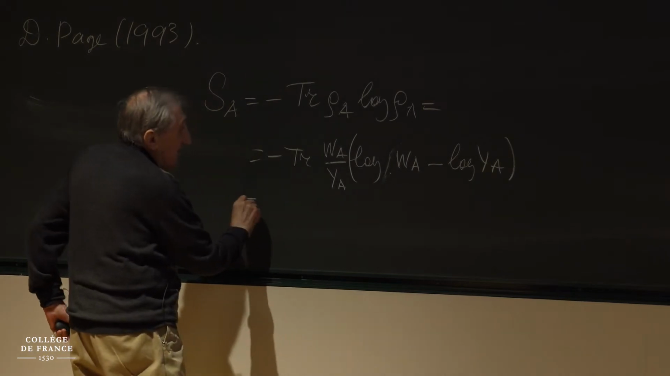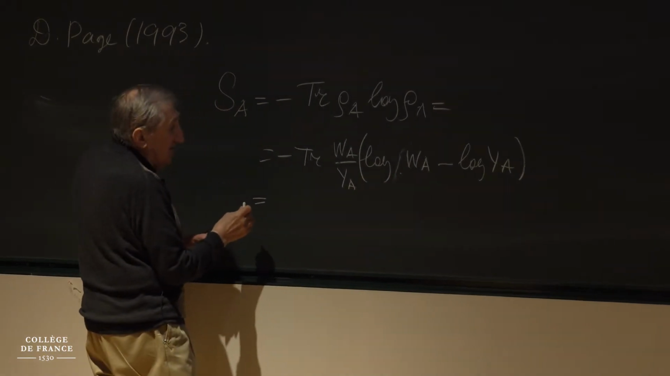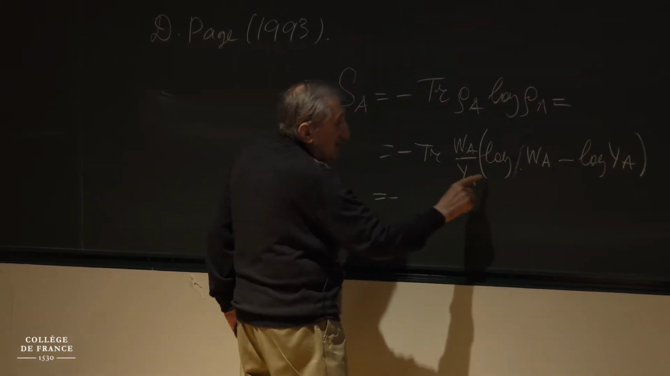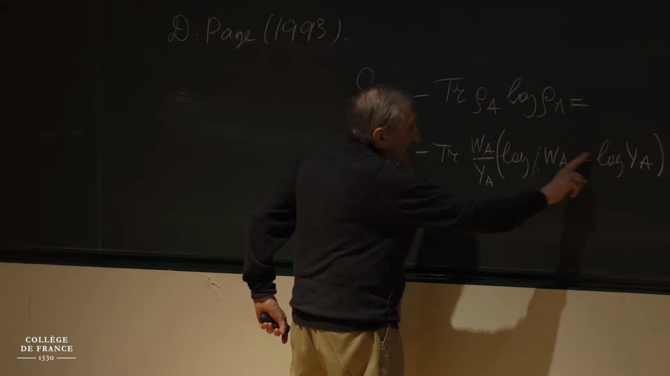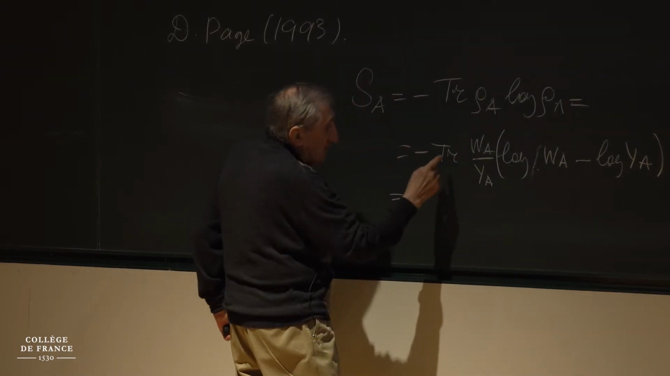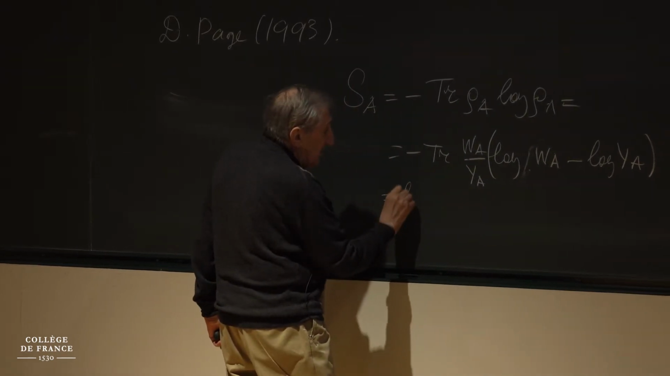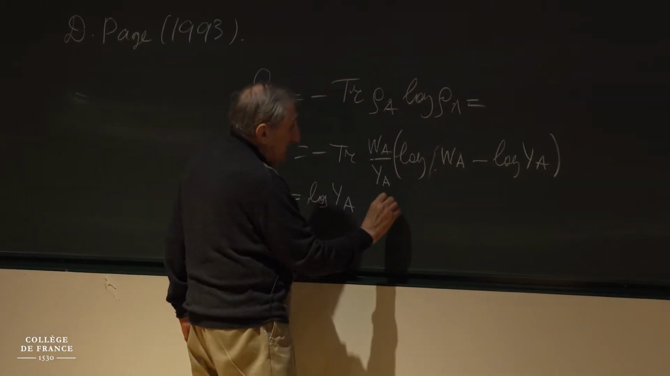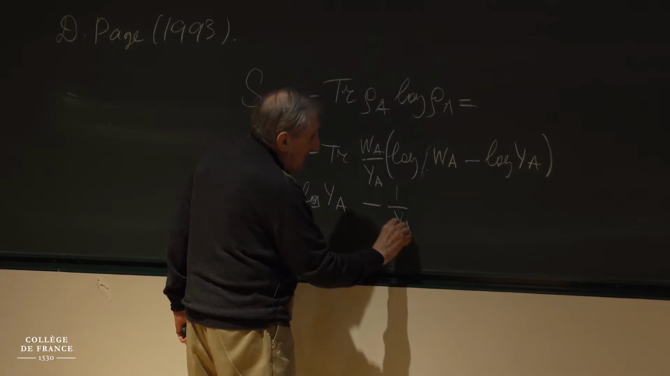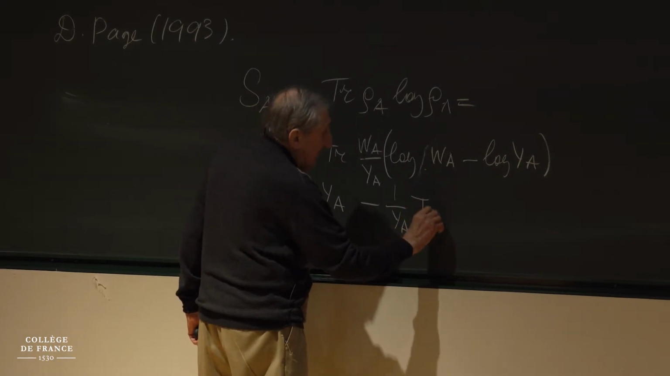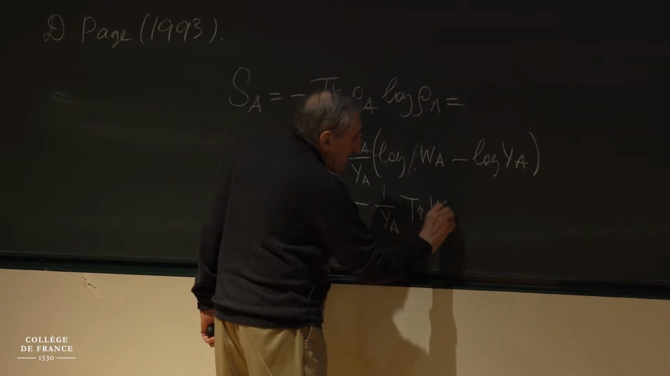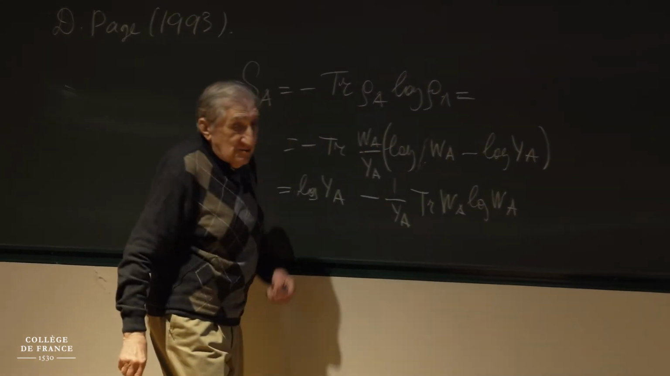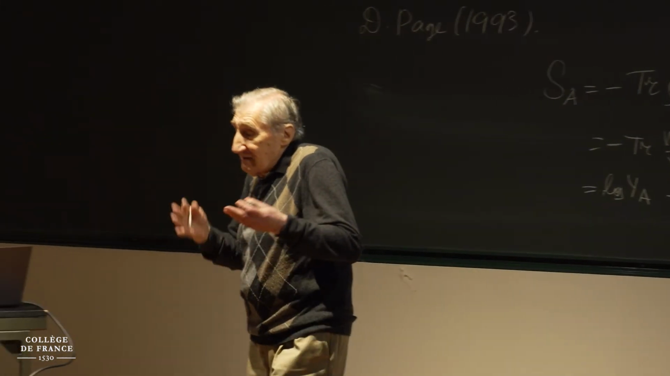And then the first term will give you minus, the second term will be just everything. So it is a scalar. So we have this trace is 1 because of normalization. The leading term will be log YA minus, now you have 1 over YA, and now you have the trace WA log WA. You may remember that in my first lecture I explained it, just reminded.